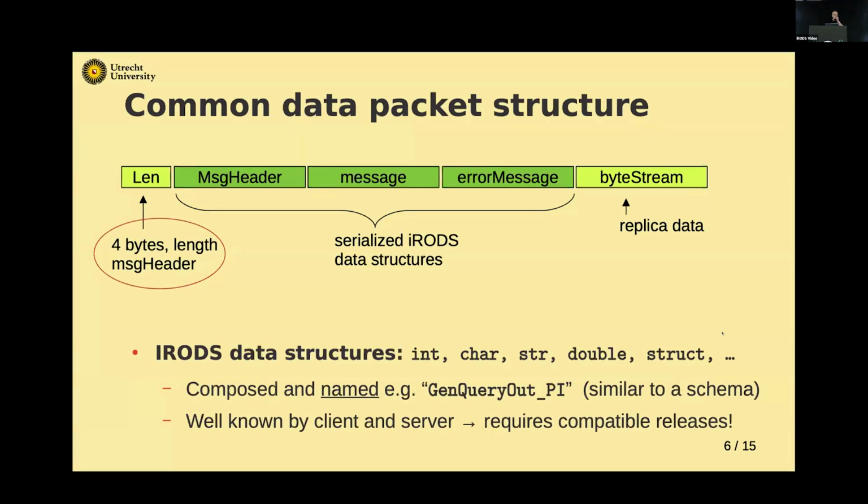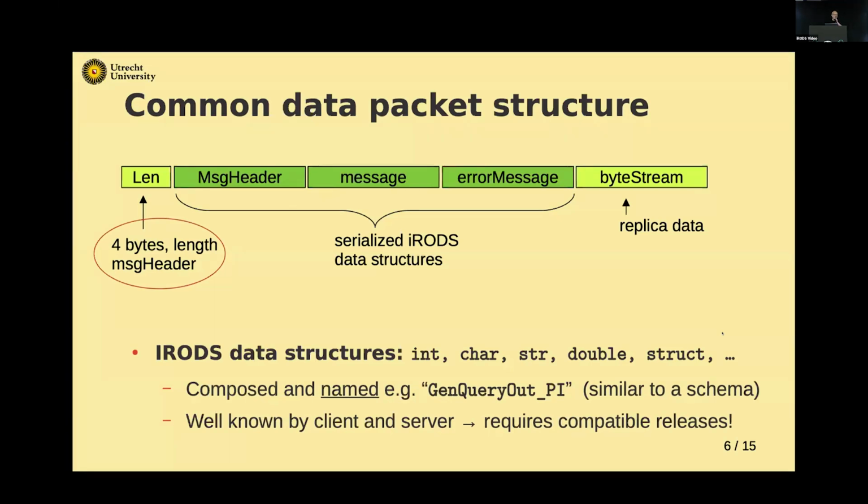They are composed and given well-known names, like here's an actual one, GenQueryOut_PI, which is the name of a C structure that is being exchanged between the client and the iRODS server. And because they are known at both sides, that saves a tremendous amount of information that needs to be sent across, because you know the structure of what you're going to accept or have sent. So you don't have to convey information over that structure.